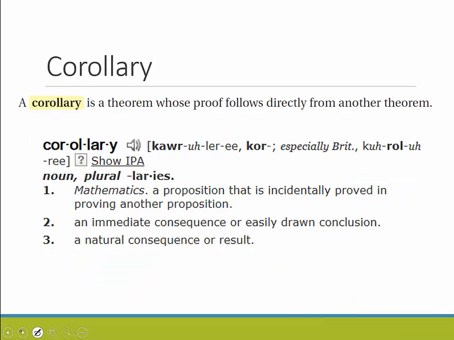So we're going to talk about corollaries next. So we have postulates, which are things that we don't need to prove, we just accept them. Theorems, which can be proven, and then corollaries. And corollaries are theorems whose proof follows directly from another theorem. So it's kind of like, as a result of this theorem, we also know this stuff too.